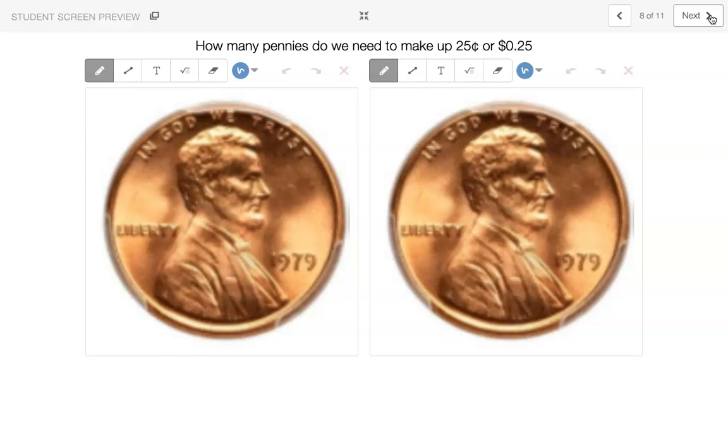How many pennies do we need to make up 25 cents? How many pennies do we need? Each one is worth 1 cent. So how many do we need if we're going to give somebody 25 cents? So we could count them all out. 1, 2, 3, but that's a lot of counting, right? So let's use our number sense. How many pennies do we need? If each one is 1 cent and we need 25 cents, what do we need? We need 25 pennies.